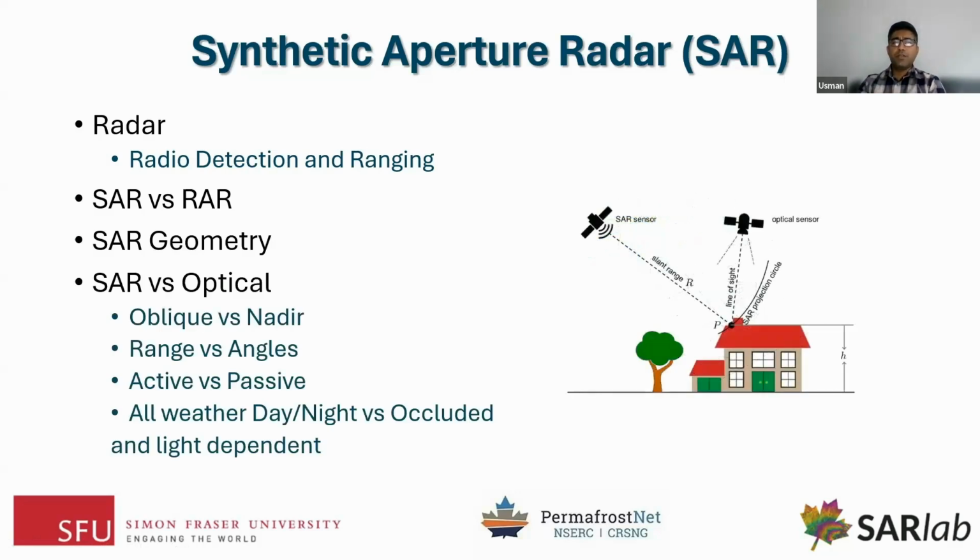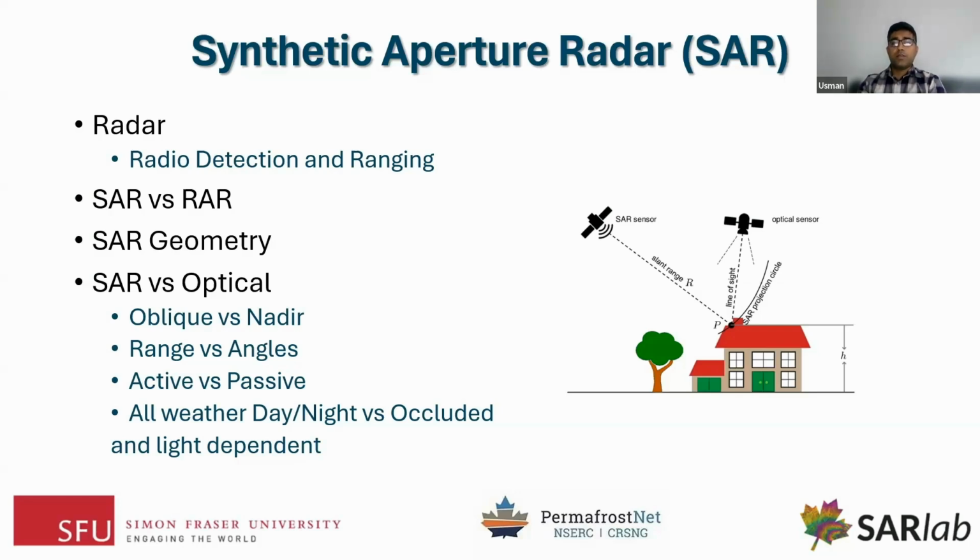And in comparison to the optical sensor, a SAR is an oblique looking sensor, whereas an optical sensor is generally looking straight down. A radar or SAR distinguishes targets in range, whereas an optical sensor distinguishes targets in angles. So here you can see that both the sensors, if combined together, provide complementary information, which can be combined for enhanced information about the targets.